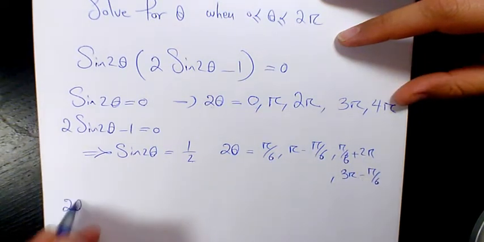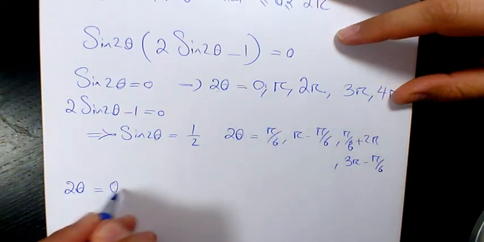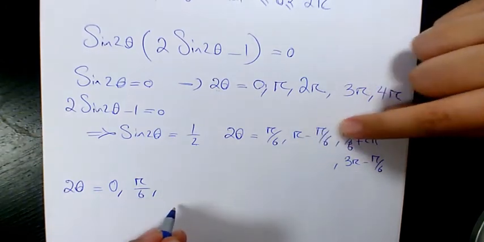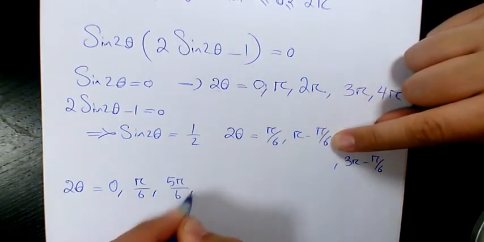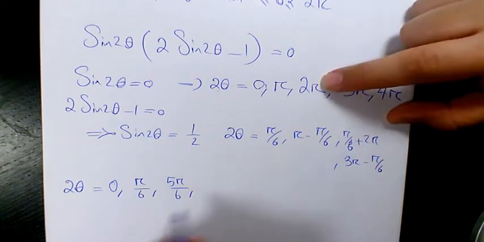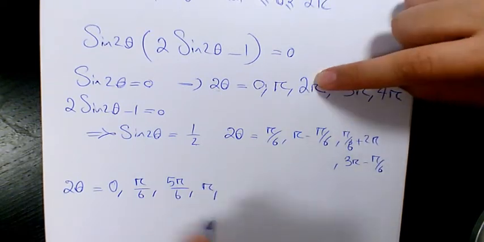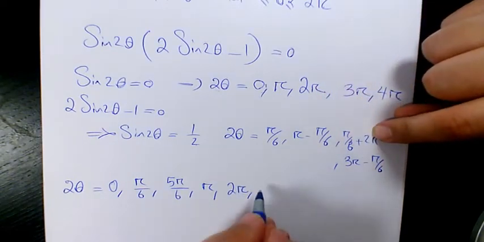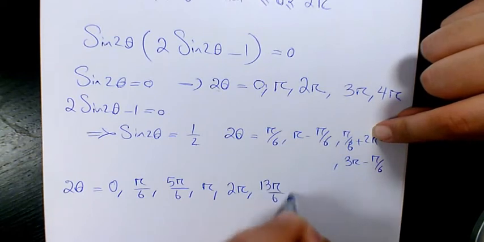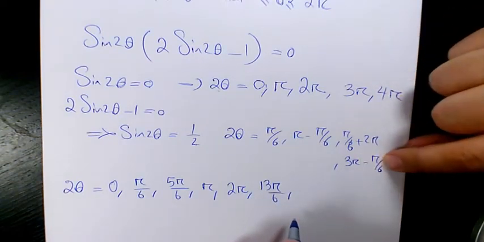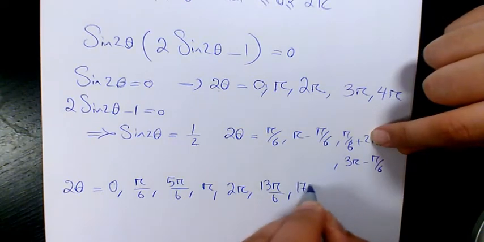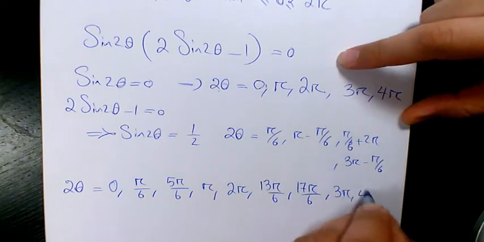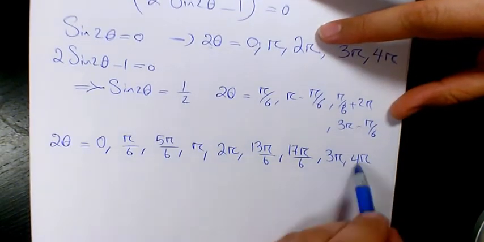So 2 theta is going to be 0, pi over 6. Then you have pi minus pi over 6, which is 5 pi over 6. Then you have pi. Then you have 2 pi. Then you have pi over 6 plus 2 pi, which is going to be 13 pi over 6. Then you have 3 pi minus pi over 6, which is 17 pi over 6. Then you have 3 pi and 4 pi. So these are the answers to 2 theta.